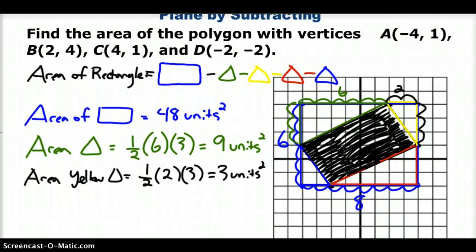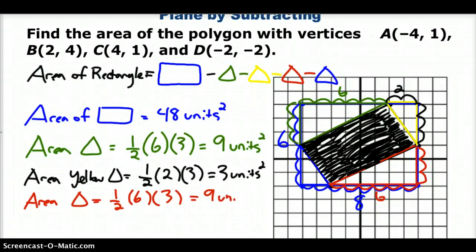Now let's go to my red triangle. The area of the red triangle is going to be equal to 1/2 times base times height. So 1/2 times 6 times our height of 3. Half of 6 is 3, and 3 times 3 is 9. So that's 9 square units.